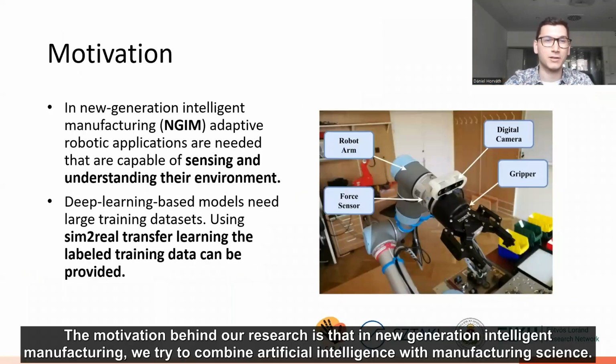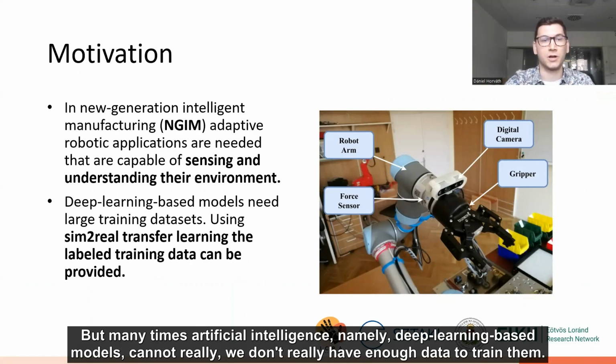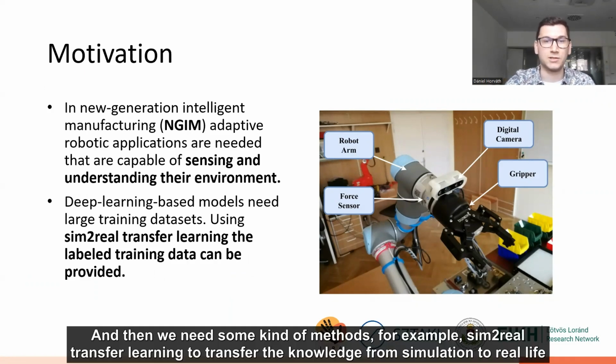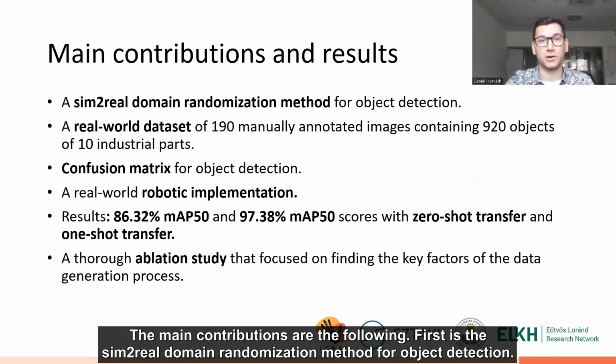The motivation behind our research is that in new generation intelligent manufacturing, we try to combine artificial intelligence and manufacturing science, but many times, for artificial intelligence, namely deep learning-based models, we don't really have enough data to train them. And then we need some kind of methods, for example, Sim2Real transfer learning, to transfer the knowledge from simulation to real life. And our main contributions are as follows.